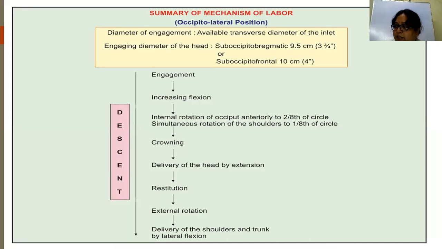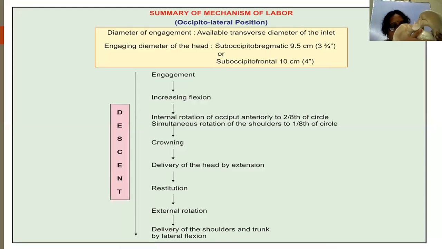There is internal rotation. So in normal occipito-anterior, what happens? Since the fetal head is either occipito-lateral like this or occipito-anterior, internal rotation will occur. That is, the head rotates so that the occiput is behind the symphysis pubis. So this pelvic inlet is divided into 8 parts: from here to here is the first quadrant, this is the second, till here is the third, and this last part is the fourth quadrant. So in total 8 parts.